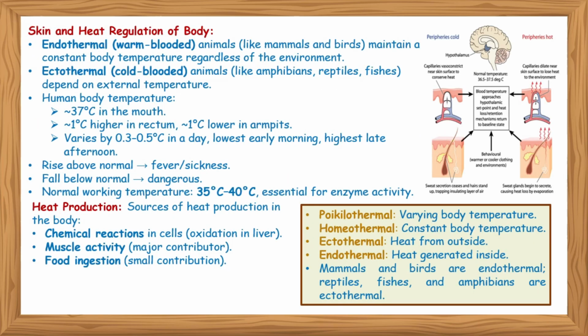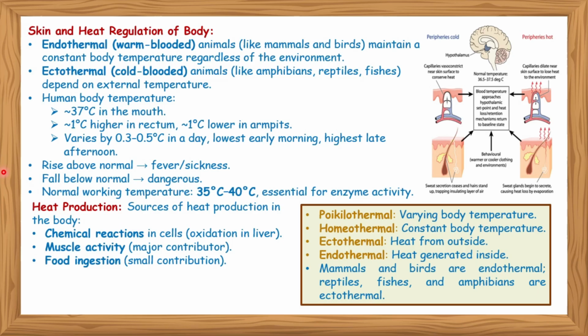Skin and heat regulation of the body: endothermal or warm-blooded animals like mammals and birds maintain a constant body temperature regardless of the environment. Ectothermal or cold-blooded animals like amphibians, reptiles or fishes depend on external temperature. Human body temperature is 37 degrees Celsius in the mouth, more or less 1 degree Celsius higher in the rectum and 1 degree Celsius lower in the armpits.